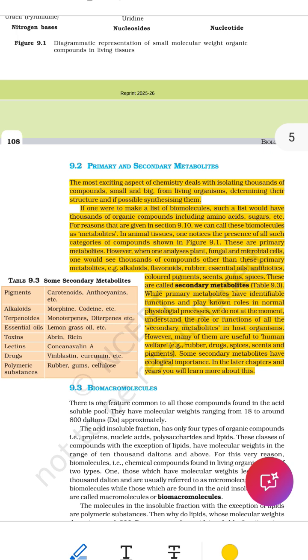Examples: alkaloids, morphine, painkiller, nicotine in tobacco. Pigments, carotenoids, orange in carrots, anthocyanins, red, purple in berries. Essential oils: lemon oil, eucalyptus oil, scents. Toxins: ricin, abrin, very poisonous. Gums and rubber, materials from plants.